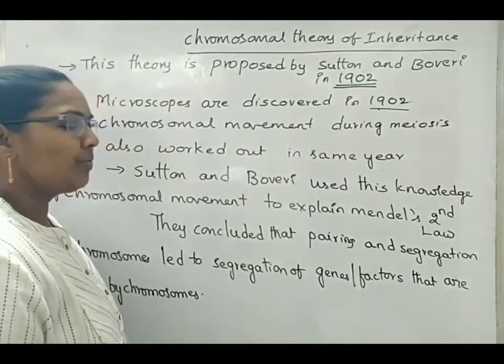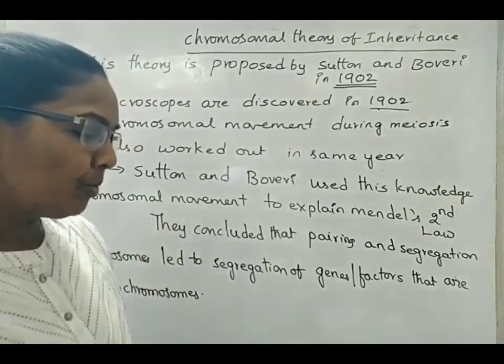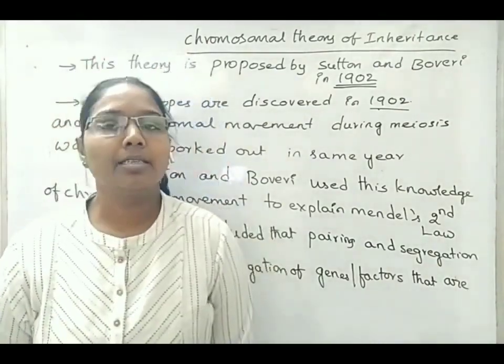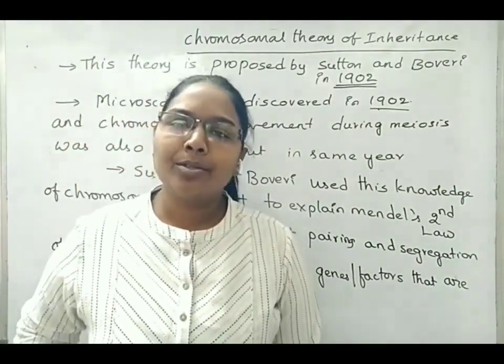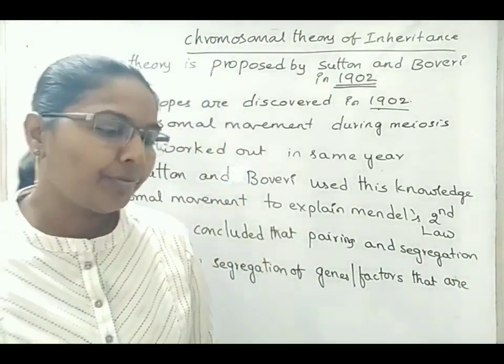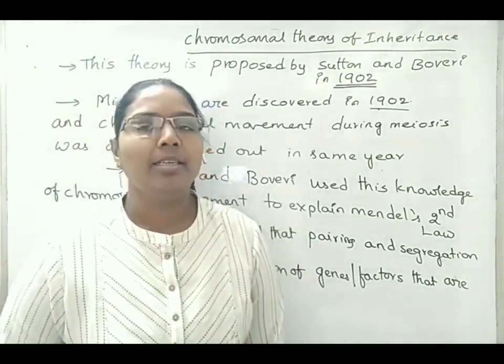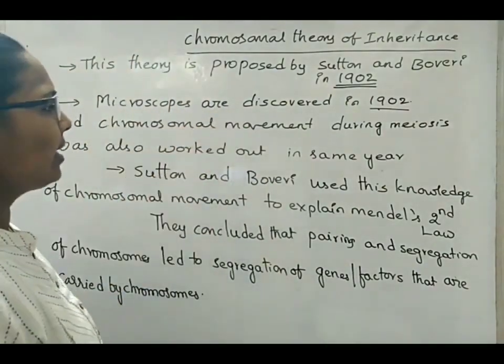Next we will see a new topic, that is the chromosomal theory of inheritance. The chromosomal theory of inheritance was given by Sutton and Boveri in the year 1902. Before that, the microscope was not discovered, so the studies regarding such chromosomal inheritance were not that advanced. So microscopes were discovered in 1902.